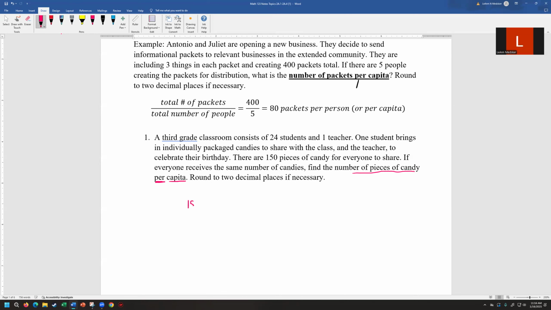So we had 150 pieces of candy. We had 25 total people who were going to share it, because all the 24 students plus the teacher are going to share with the teacher. And then we want to reduce that.